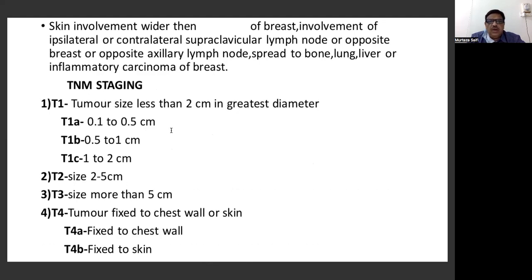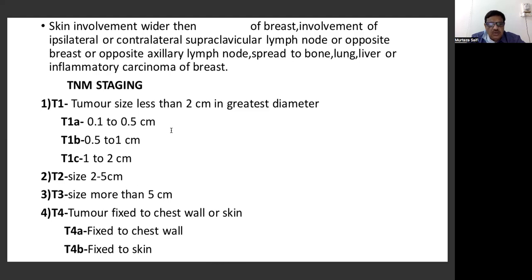Skin involvement wider than the breast involvement. Ipsilateral or contralateral supraclavicular lymph nodes, or opposite breast or opposite axillary lymph node spread, and spread to bone, lung, liver, or inflammatory carcinoma of the breast.